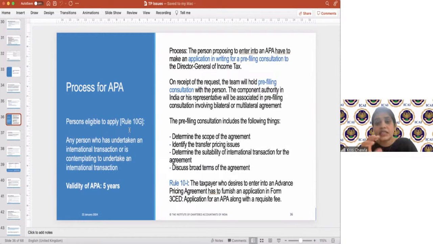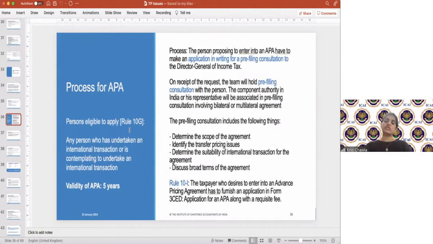And then you will discuss that, this is my transaction, these are the terms and conditions of my particular transaction. Now, what should be the transfer price? So if you look at APA, it's more like a negotiation. Based on this negotiation, the taxpayers and the tax authorities decide on a resolution to come up with a common transfer price at which transactions should happen, going forward.